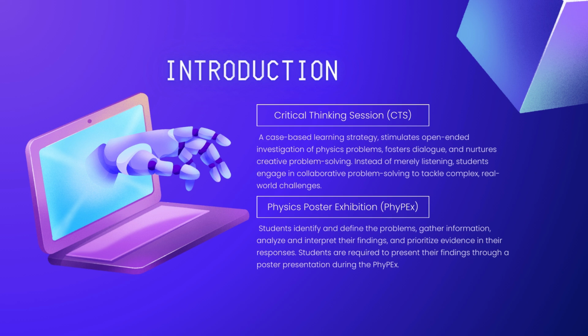CTS begins with an overview of the topic and associated theories. Students are then presented with a real-life scenario and a series of questions to resolve. Guided by these queries, students identify and define the problems, gather information, analyze and interpret their findings, and prioritize evidence in their responses. They subsequently draw conclusions based on their interpretations and understanding of physics. Finally, students share their findings in a discussion. In CTS, students are required to present their findings through a poster presentation during the Physics Poster Exhibition, PhyPEx.